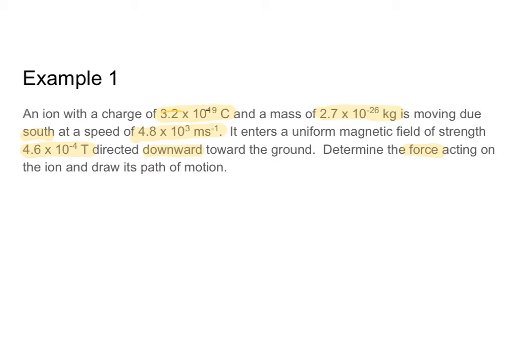So let's go ahead and do this. What I'm going to say is that towards the ground is into the page. And I'm going to go ahead and say that south is down.